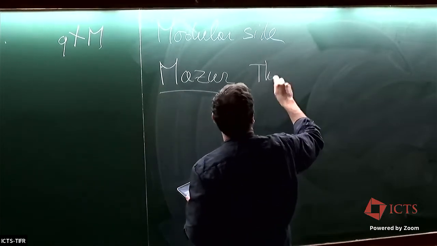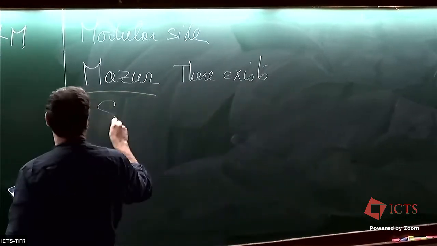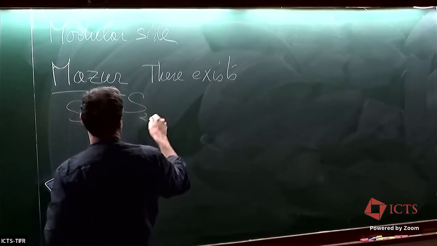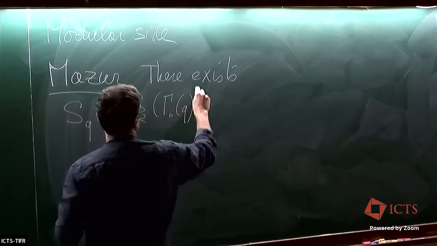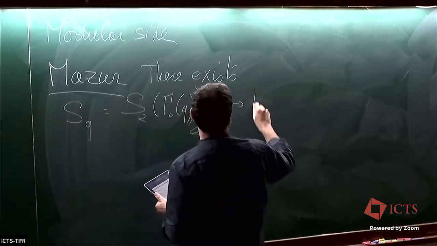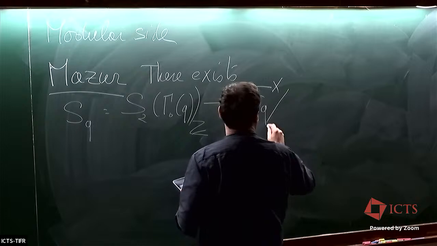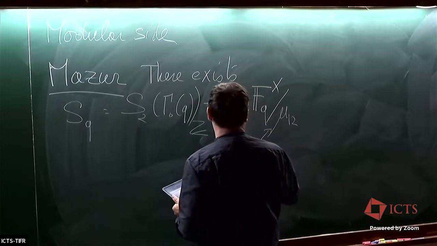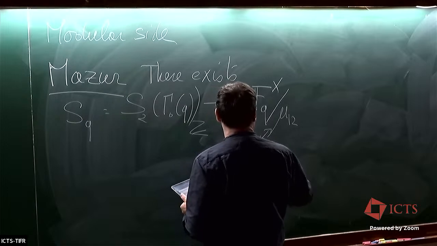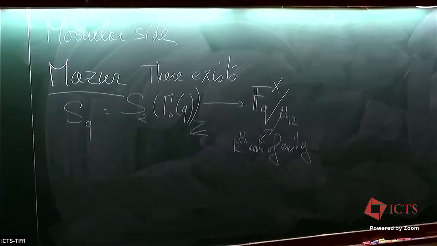There exists S_q from the space of modular forms of weight 2 for gamma naught of q, I must say with integral coefficients. It is with values not quite in F_q^*, but F_q^* modulo the 12th roots of unity. Well, this has to do with the Shimura subgroup, which has been studied by Mazur as part of the Eisenstein ideal theory.